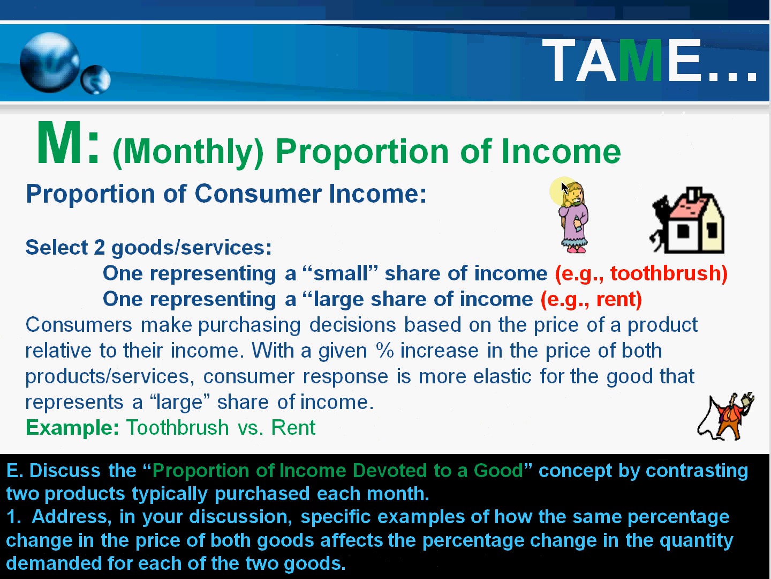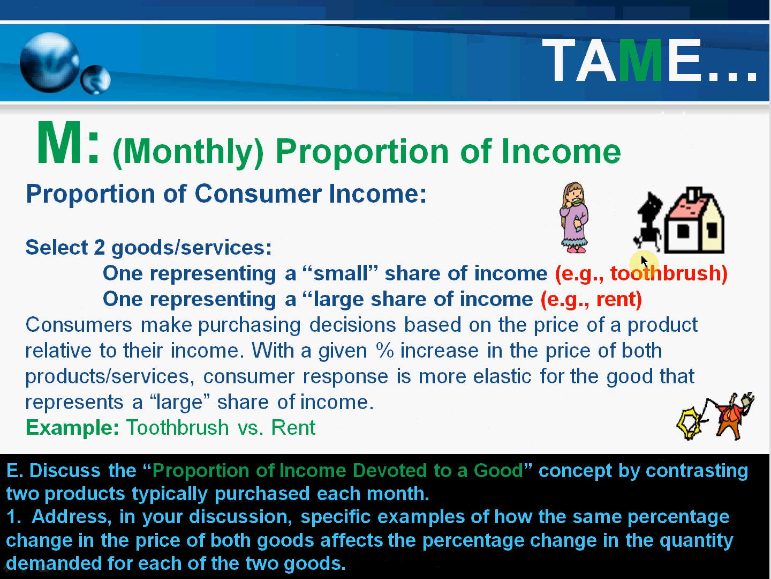Consider we have an individual named Susie. Susie here, as you can see, is brushing her teeth vigorously. Every month, Susie purchases a new toothbrush for $2. She also pays her rent for $2,000. Those are the only 2 products that Susie consumes in this example to keep things simple. I also want to point out that the $2 for her toothbrush represents a small share or proportion of her income, whereas the $2,000 that she pays for rent represents a large share of her income.